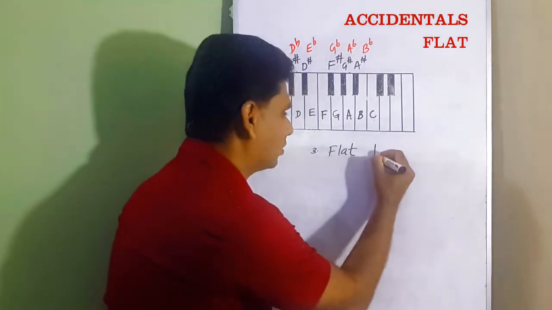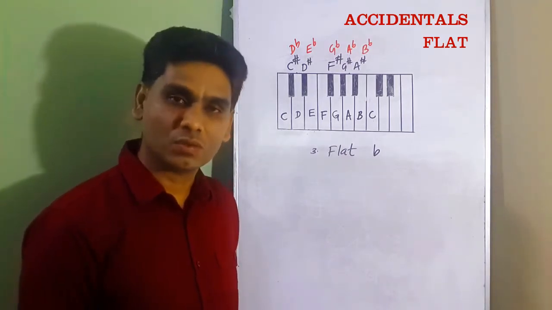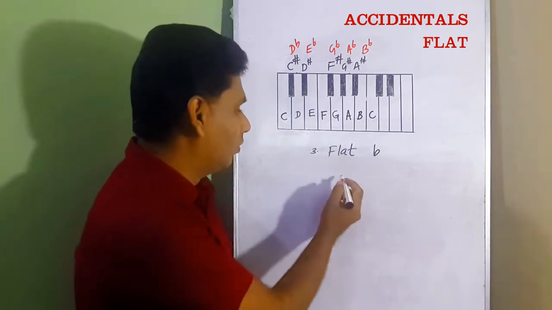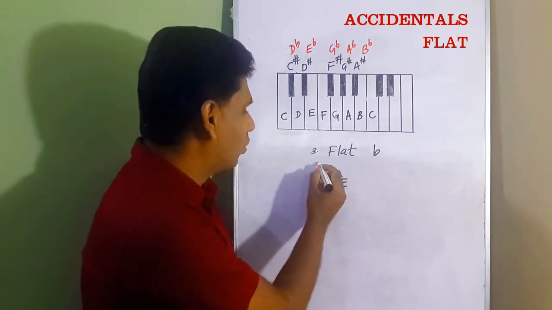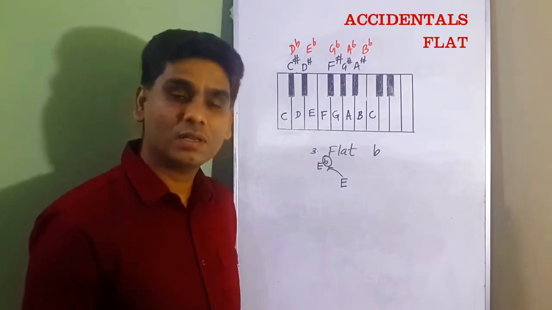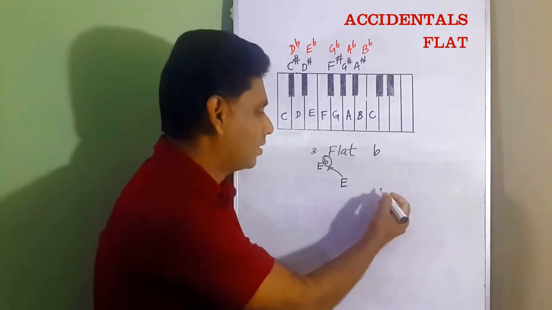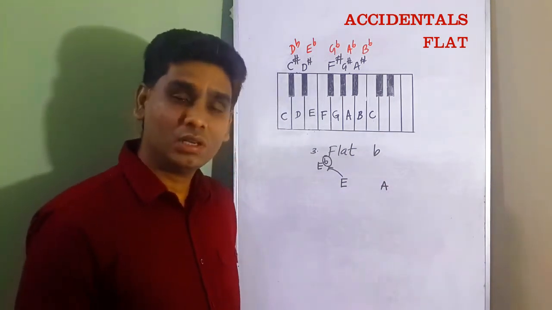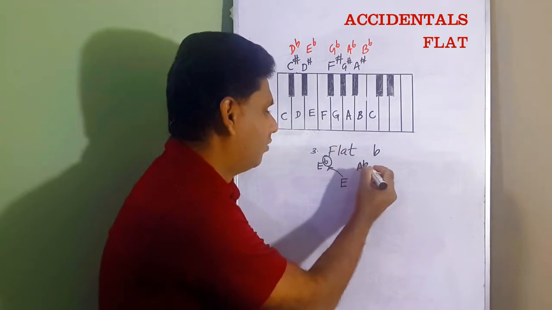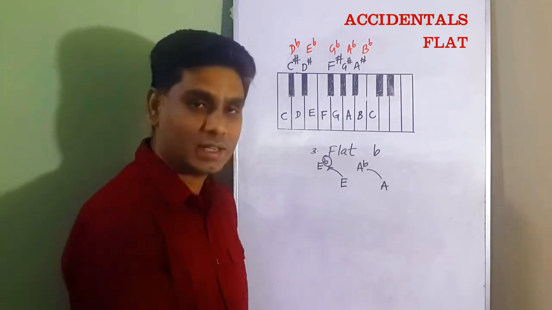Our third accidental is flat. Flat, this is the symbol. This symbol is used to show that we lower a note by one semitone. For example, this is note E. When we lower it by a semitone, it goes to E flat. This symbol shows that the note has been lowered by one semitone. Let's take another example. A flat. This is A, and we need to lower one semitone from A. Then we have to use the flat symbol. A, A flat. The flat shows one semitone lower from note A.